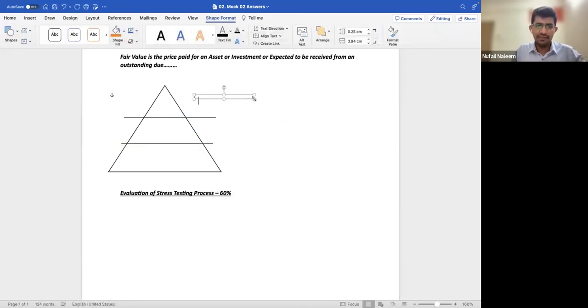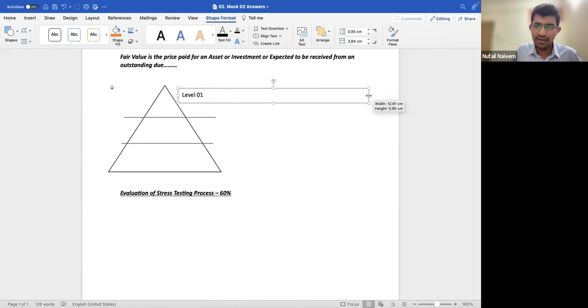So I'll start with something called level 1. What is that, students? Level 1. Can I get a confirmation from you all in the chat box, students, if I can start with level 1?